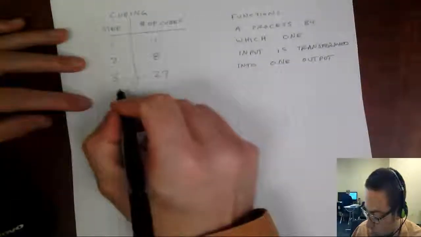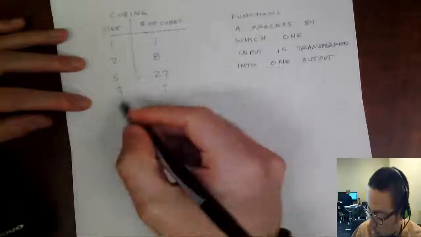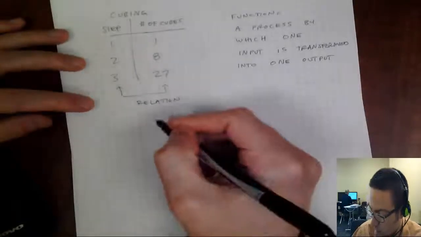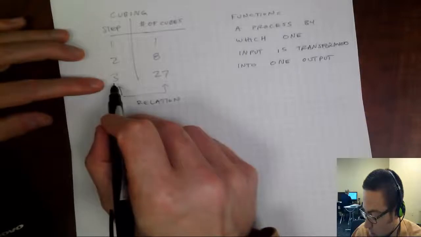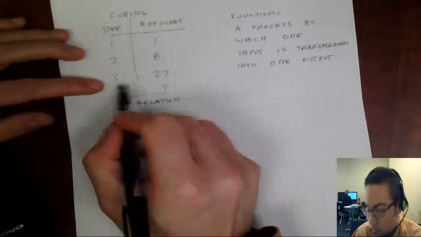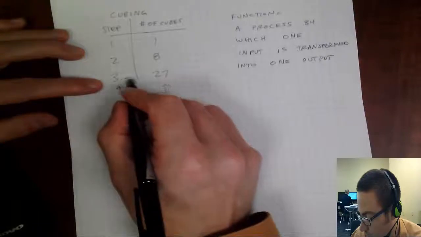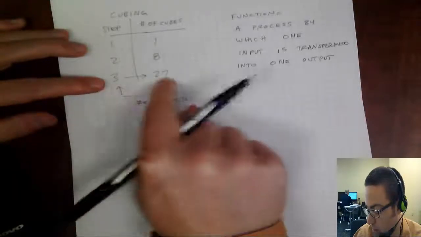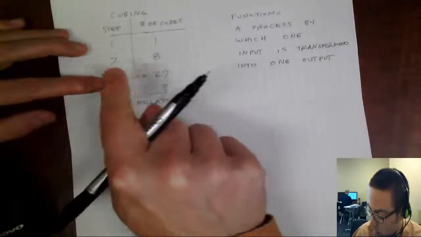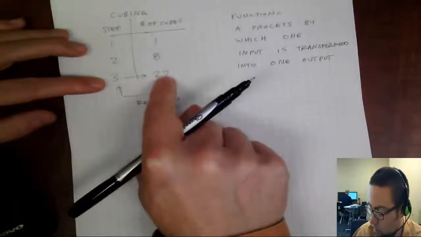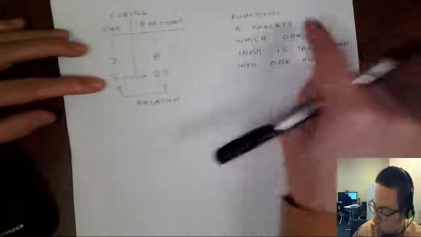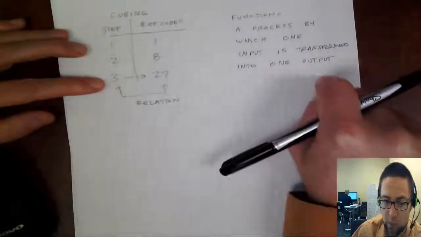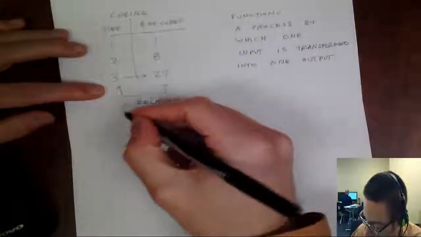So this relationship between these two numbers is called a relation. And this relation, because it has a way of turning one number into exactly one other number, there's no other number that if I have my third step, I have some other number. So turning one number into exactly one other number is called a function. So a function is a process by which one input is transformed into one output. So the function in this case is called cubing.